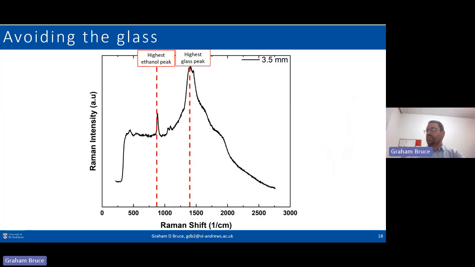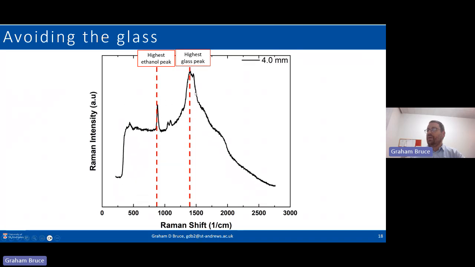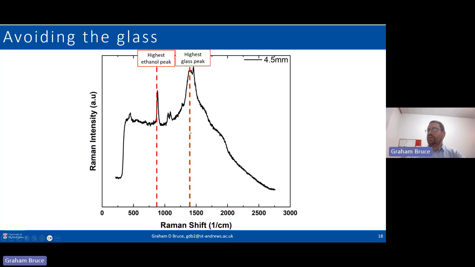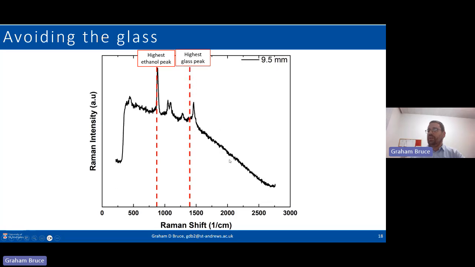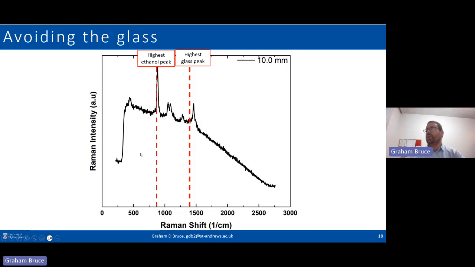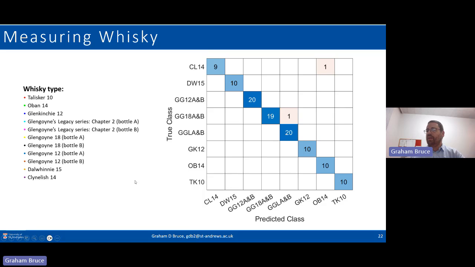signal. So here's an animation showing what happens to the spectrum that we measure. As we make the hole bigger, you can see that this glass peak falls away completely, and we're left with the underlying spectrum that allows us to fingerprint the alcohol inside the closed bottle. So here's a picture of how that looks in practice. Here's our bottle of whiskey, and you can see this ring of laser light shining on the bottle, focusing down inside. And what we're going to do is collect the light that comes back through that dark hole in the middle. And this works very well.